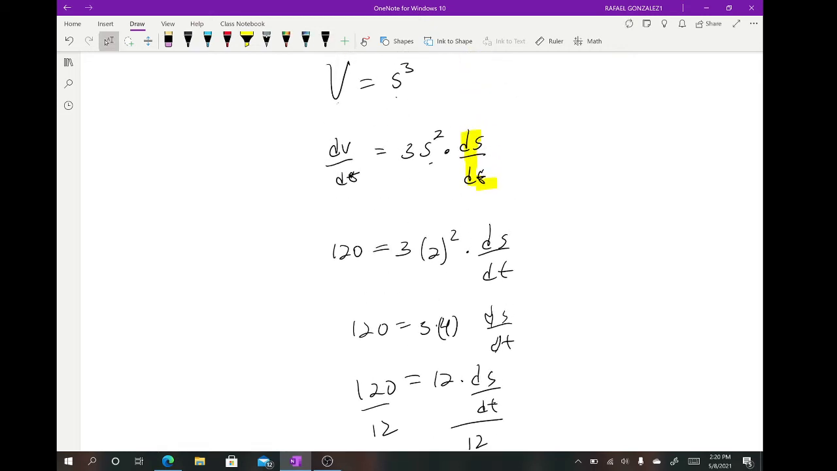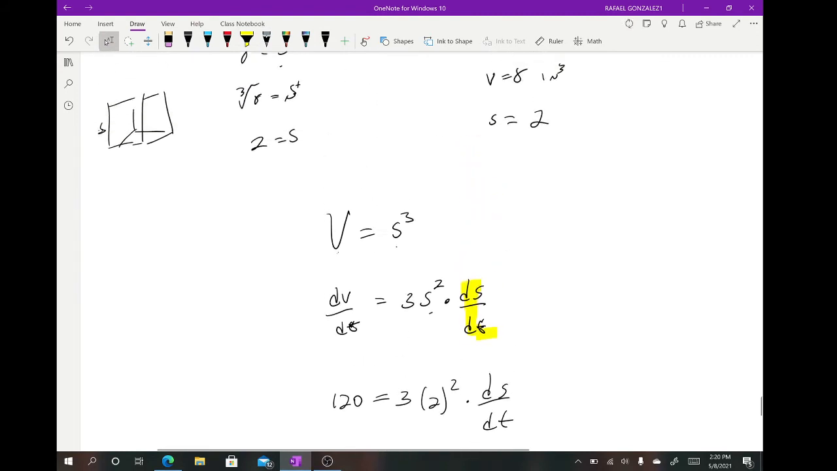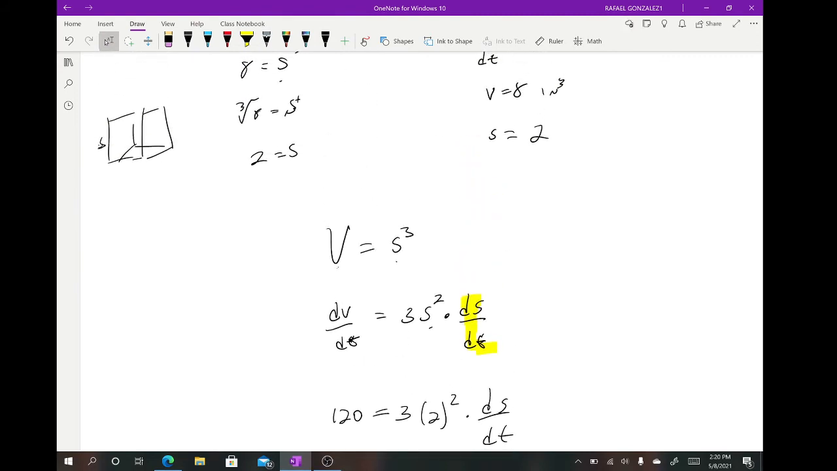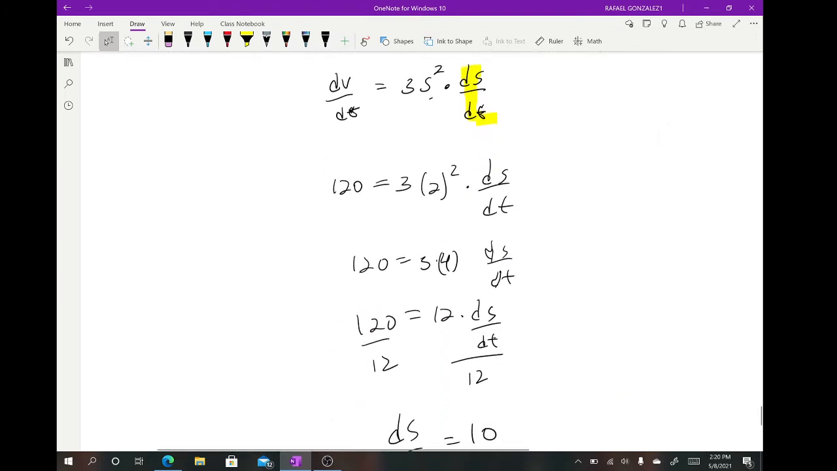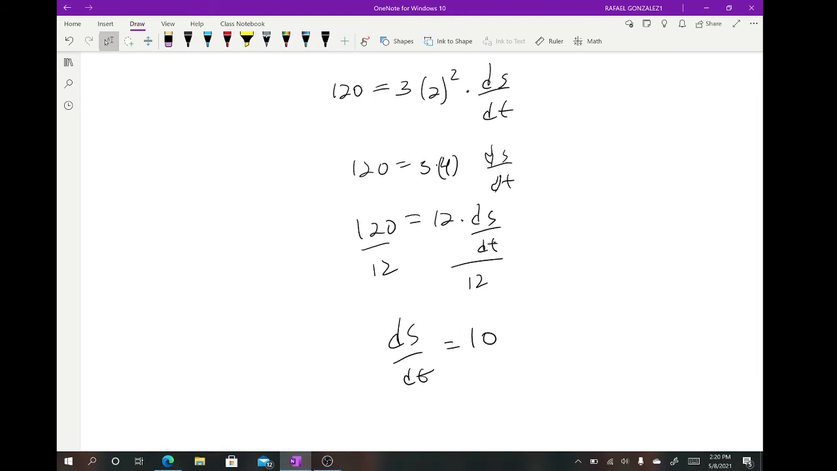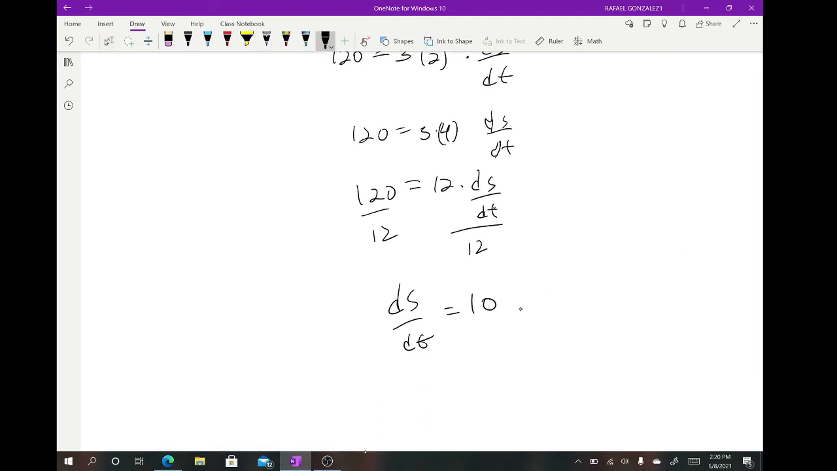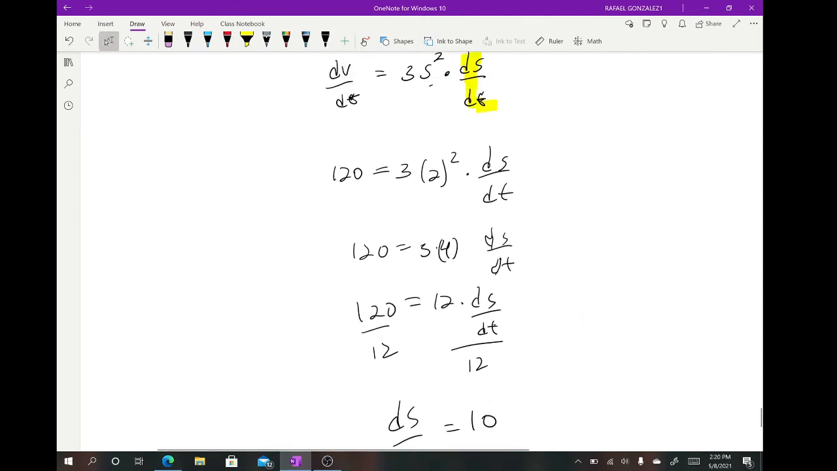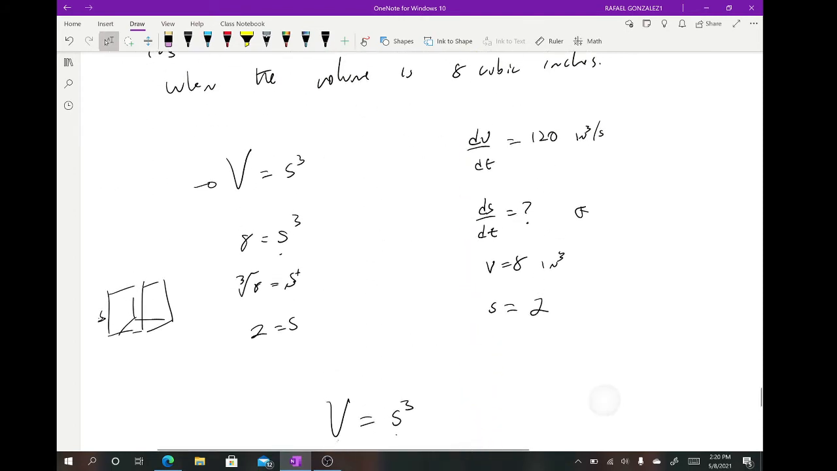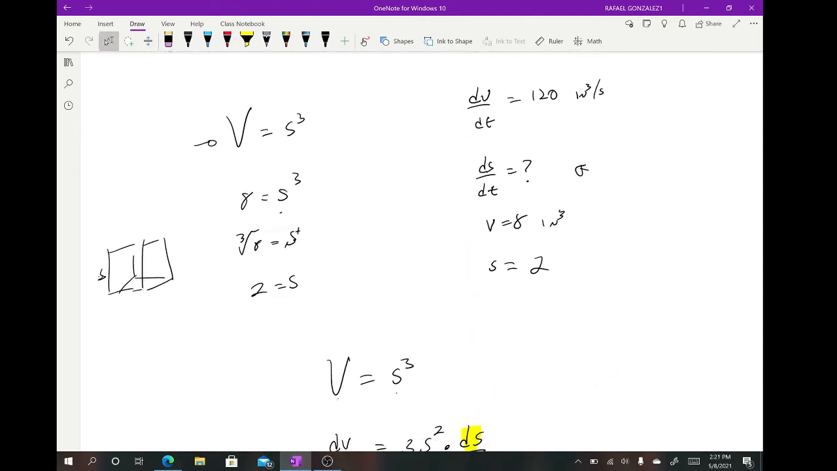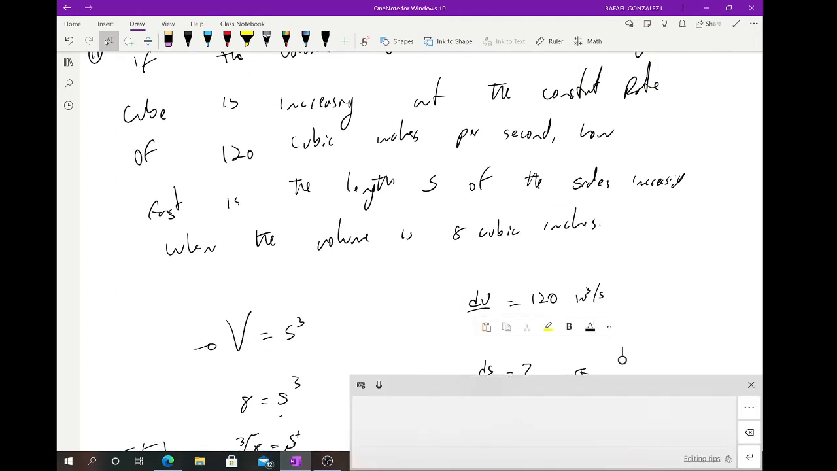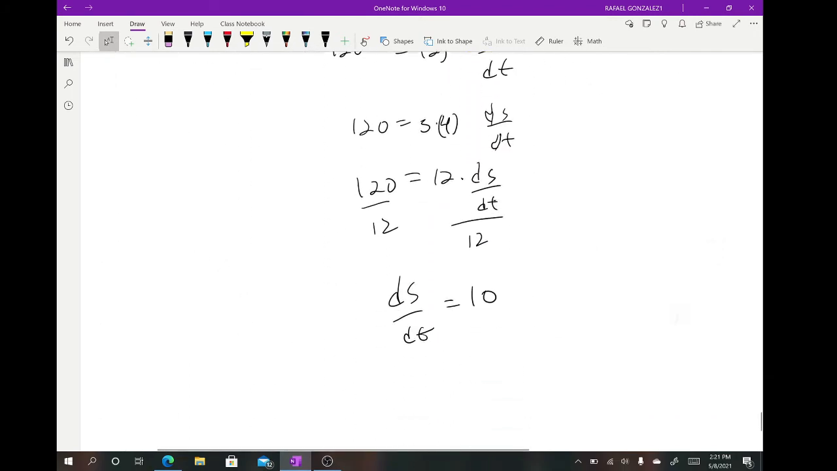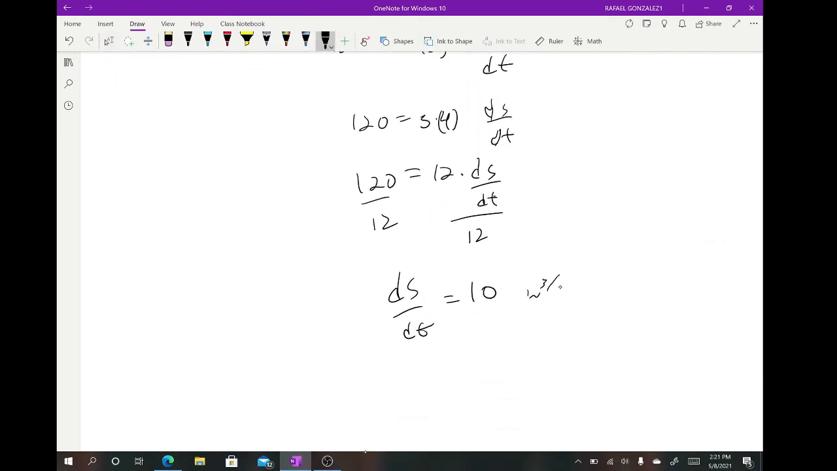Now, you should always add the units. If we're doing this in person, you should definitely add what the units are, which in this case is inches per second, since we're dealing with the length of the side. So you should always add those in.